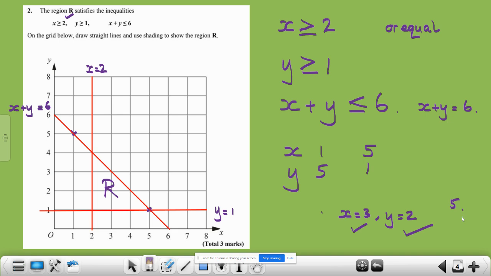Okay, and that is inequalities showing regions. And that's the end of this video.